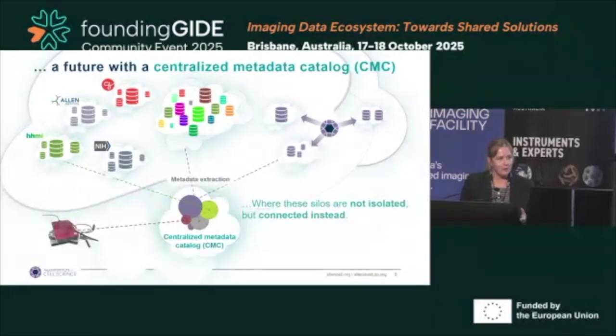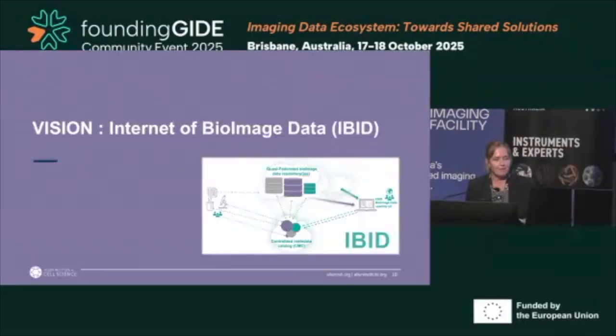This is what we refer to as a centralized metadata catalog, or CMC. We've been using this internally to link all of our image data and to share it with the rest of the world. We believe we could do that as a community. So this leads me to describe a little bit more about our vision for the Internet of Bioimage Data. I just want to say here that this term, the Internet of Bioimage Data, was actually coined by one of my colleagues at NIST. Cannot be here today, just wanted to acknowledge that.